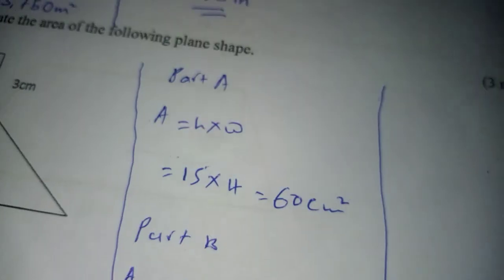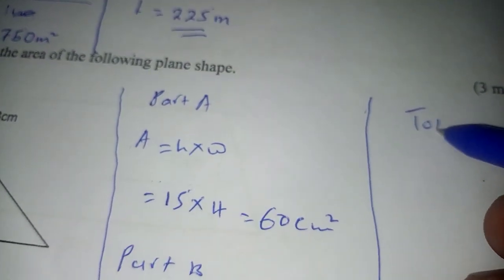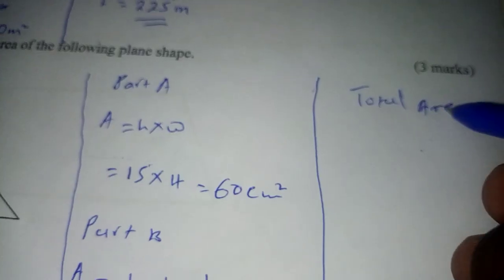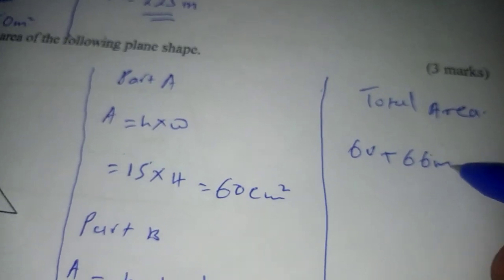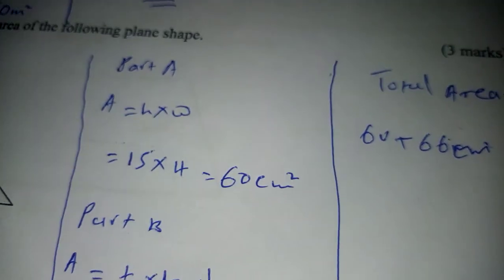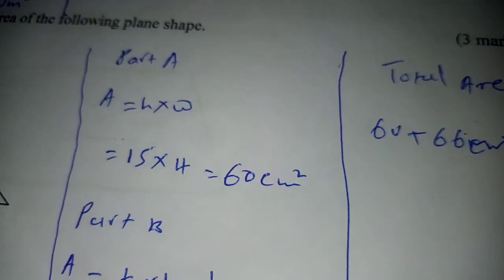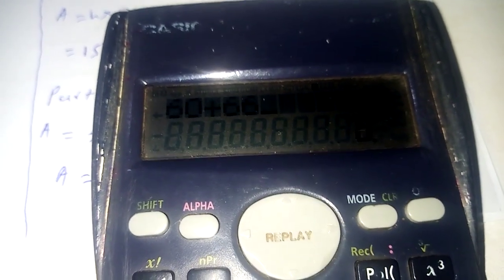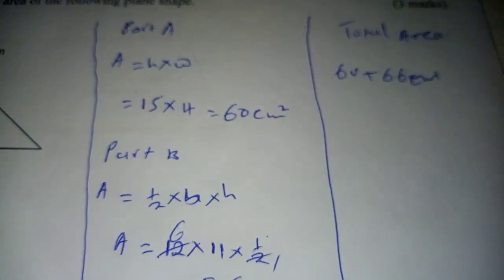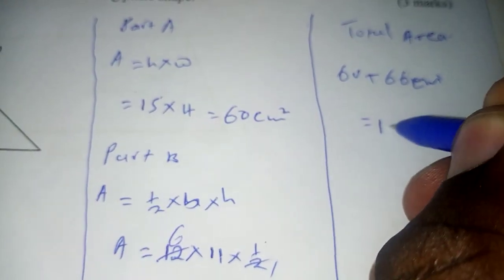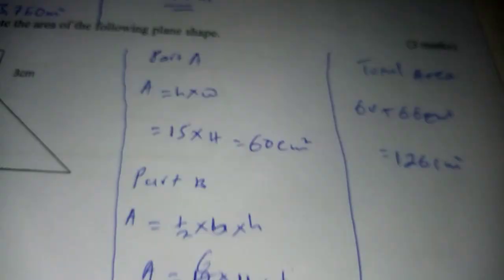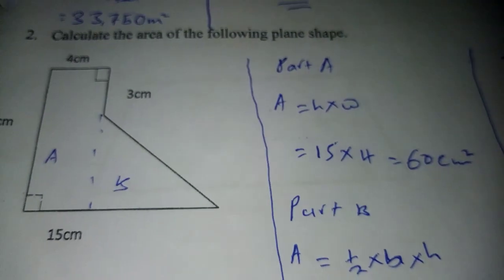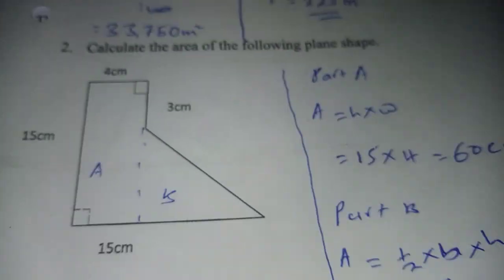So total area is 60 plus 66 centimeters squared. When I get my calculator, 60 plus 66, that is 126. So this one is 126 centimeters squared. So that is the area of that plane shape.